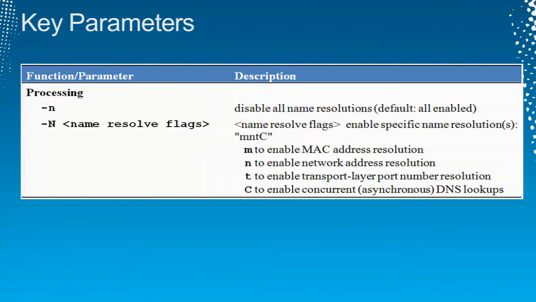So you could do a dash capital N and say, I want lowercase m for MAC name resolution. That will resolve the first 3 bytes of the hardware address. Dash t, or just lowercase t, that will do the transport. That means wherever Wireshark sees the number 80 in a port number, it'll put in the letters HTTP. Dash capital N lower n is death.